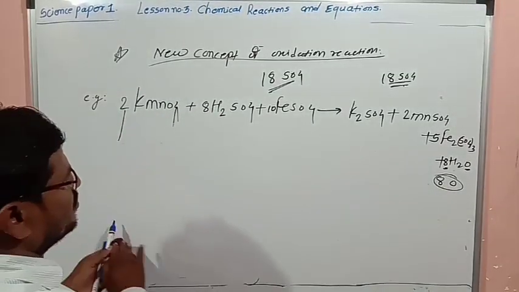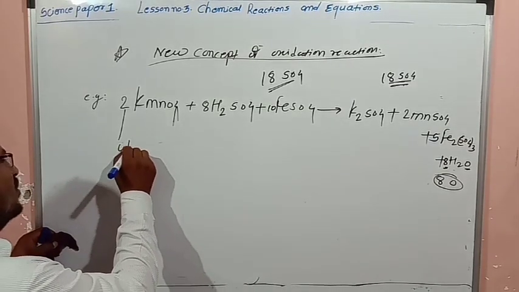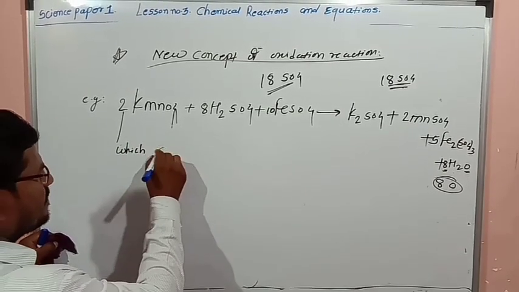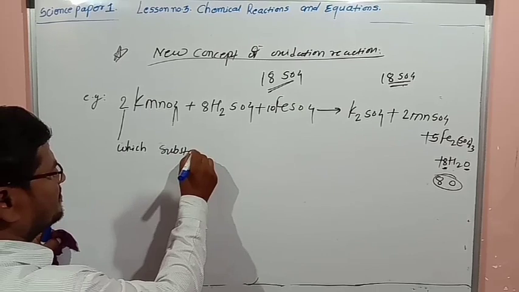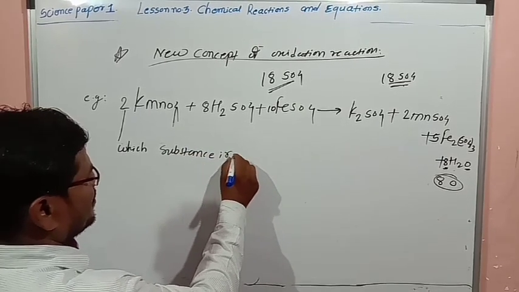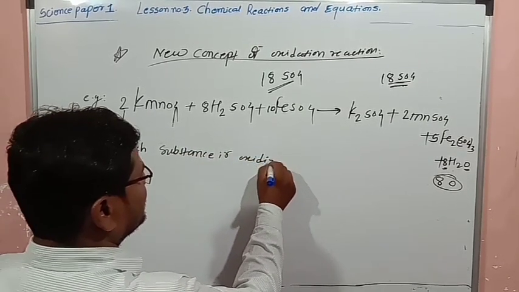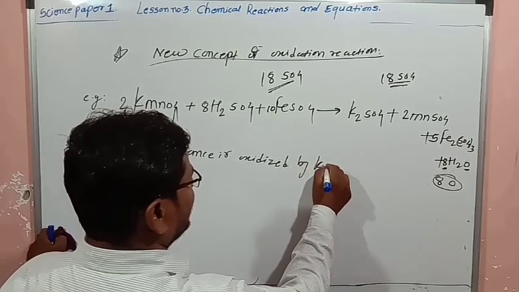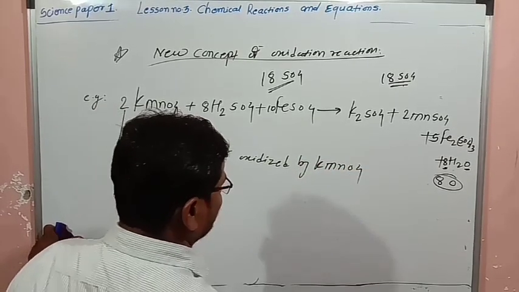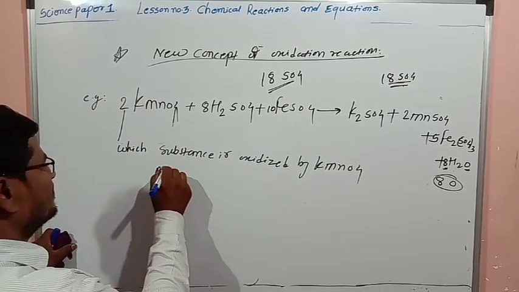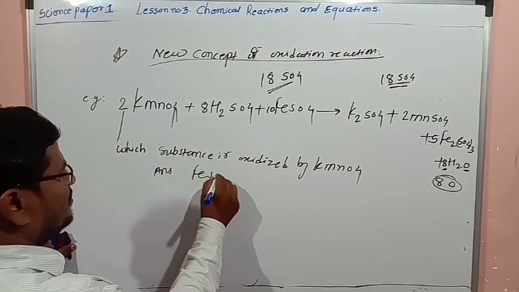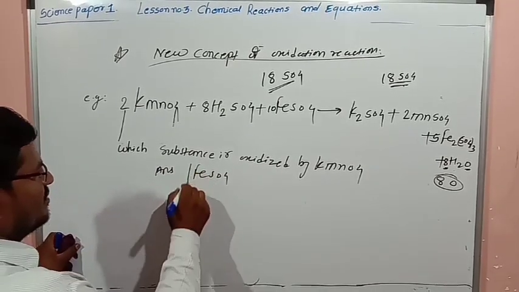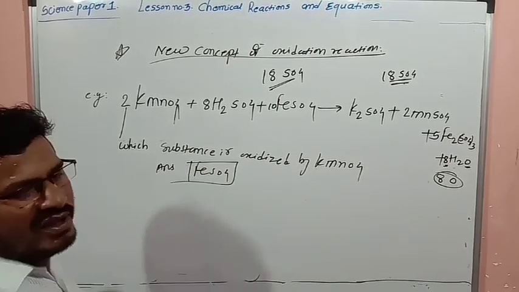FeSO4. Question: which substance is oxidized by KMnO4? The answer is FeSO4. FeSO4 is oxidized by KMnO4.